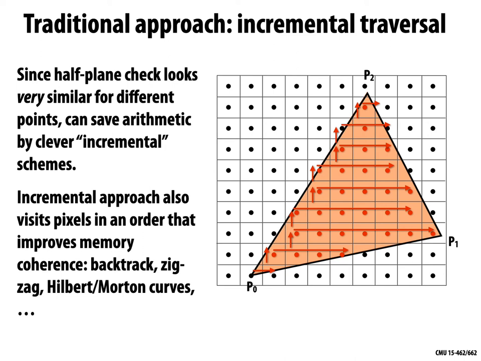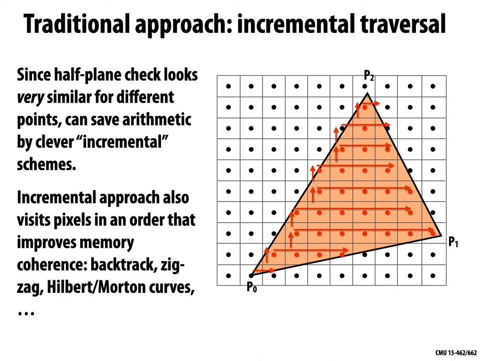This incremental approach is also nice because it improves memory coherence. So actually, in real modern hardware, the bottleneck is typically not doing arithmetic, doing math, but the bottleneck is reading or writing to memory. So if you can traverse the pixels in a pretty coherent order, that can actually speed things up significantly. And there are lots of different ordering patterns here.